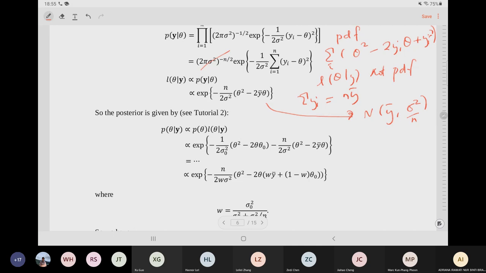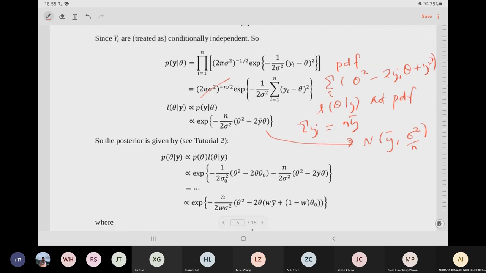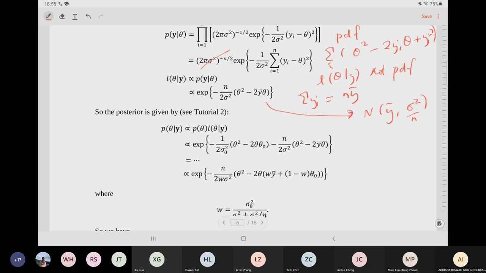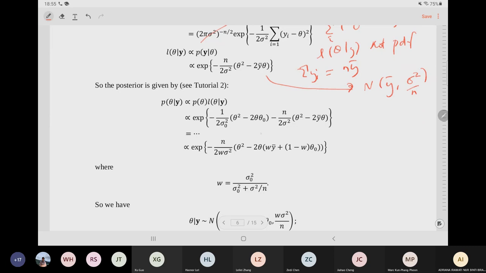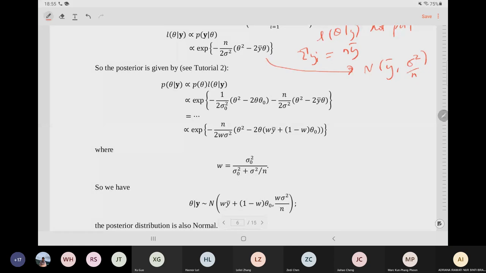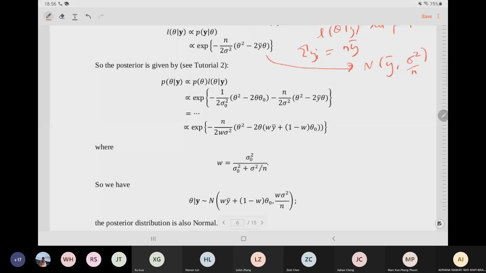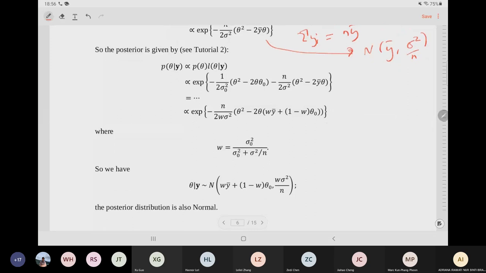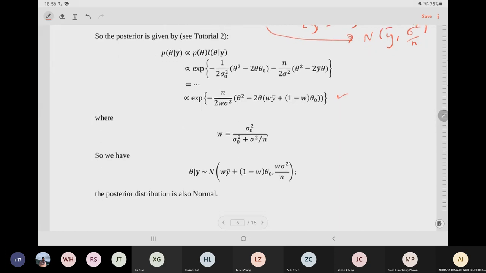To find the posterior, you have to multiply your prior with your likelihood, and then simplify it. This is given in tutorial 2, because you have to open, rearrange and edit. Then you can show that it will be equal to this equation. W is the weight, a function of sigma square and sigma not square. So this weight W is between 0 and 1.